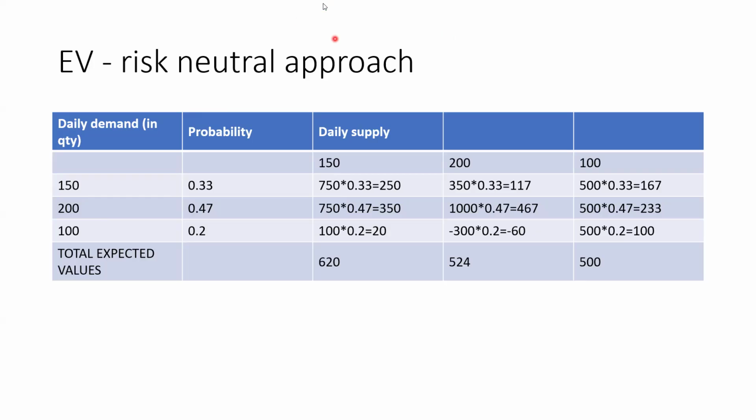Now calculate this table. So earlier we are talking about risk neutral people. Risk neutral people are going for the highest expected value. So what is the highest expected value here? It is 524 under 200 daily supply. Is it clear? Clear?